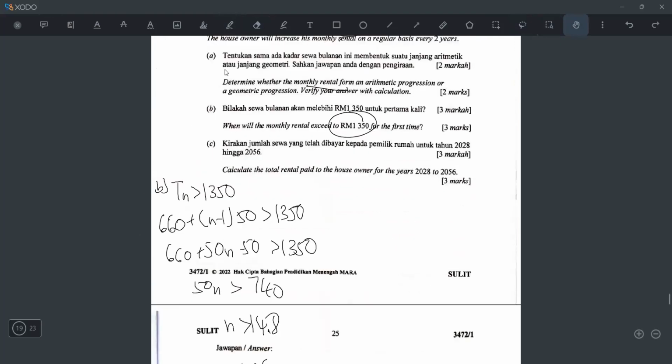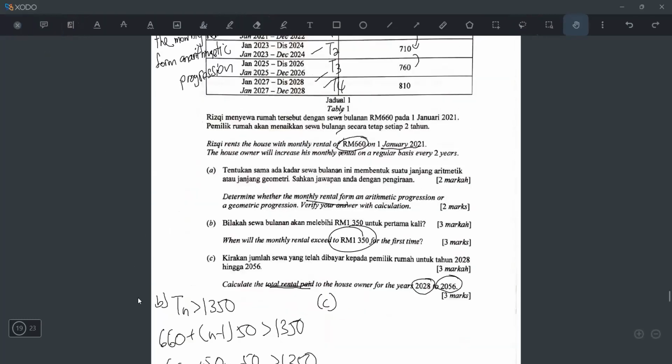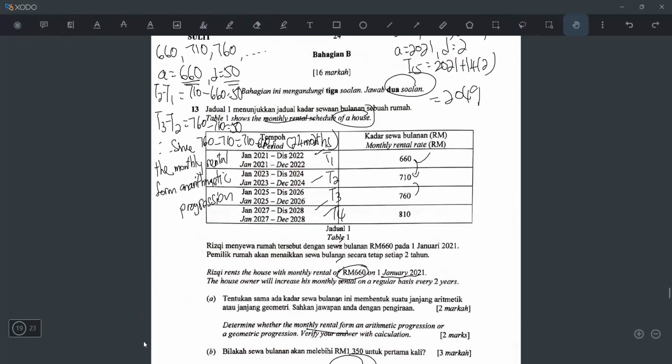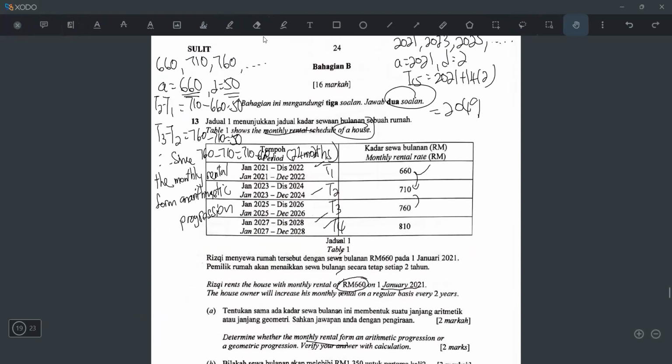So question C, also 3 marks. Okay, let's do here. Calculate the total rental paid to the house owner for the year 2028 to 2056. So they want the total rental paid if you are a person living from 2028 to 2056. So let's scroll up. If you want to rent the house and you stay there starting from 2028, it means you start to stay somewhere here, right? 2028 is somewhere in the middle.